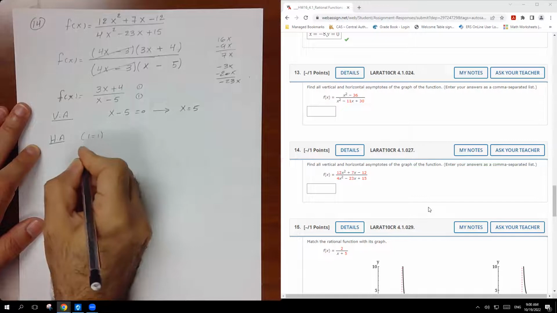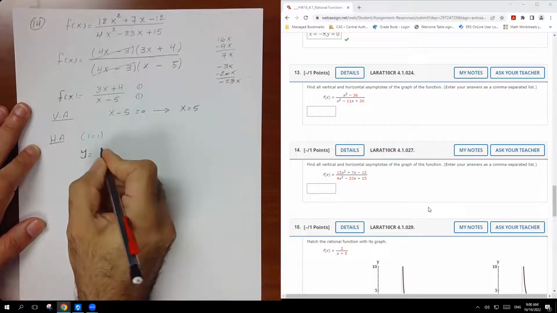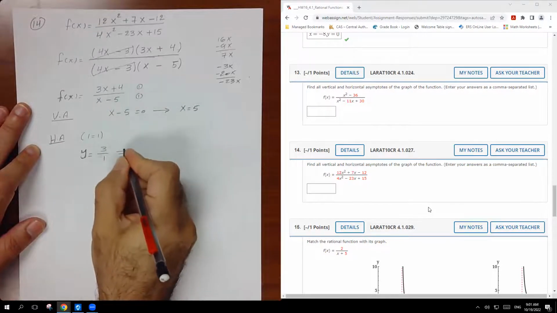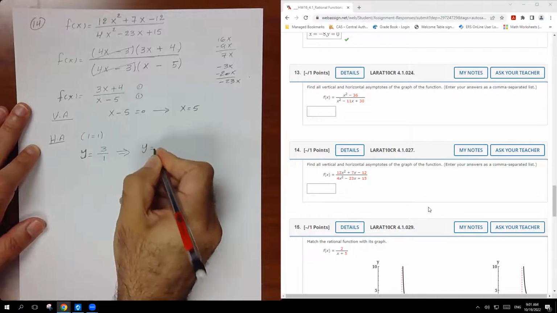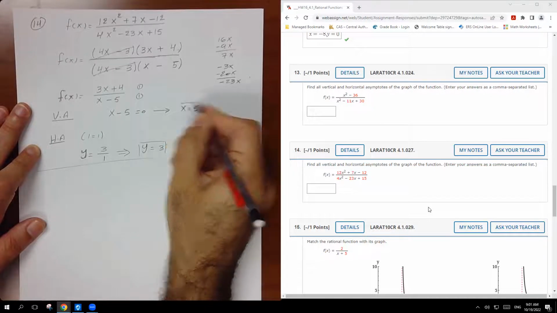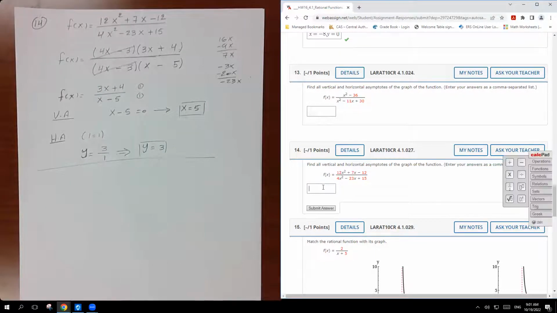In this case, y is going to be equal to the leading coefficient on the top, which is 3. The leading coefficient on the bottom is 1. That means y is going to be equal to 3. So this is the horizontal asymptote. Here is the vertical asymptote. This is just to find the asymptotes. So we're going to type here x equals 5, and comma, y equals 3.